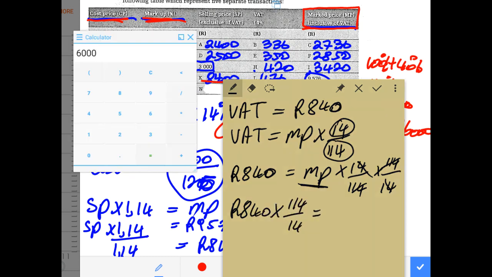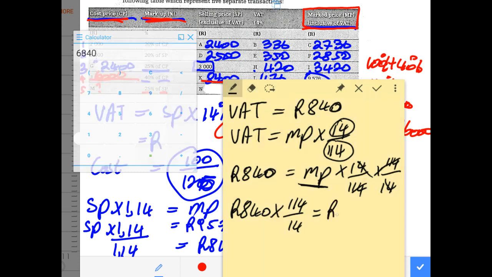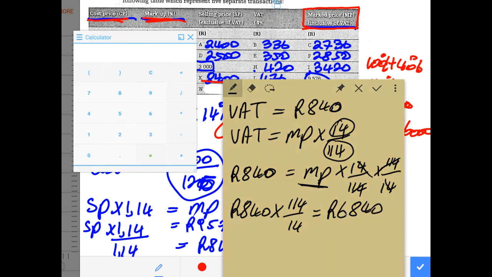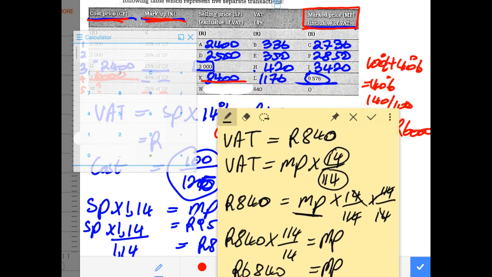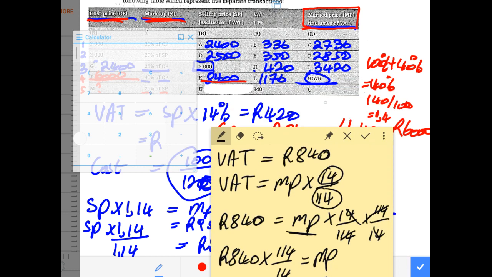That means we must say 840 times by 114 divided by 14. Let us check how much we get. This gives us an amount of 6,840. So now our marked price, MP, will be equal to 6,840. Our marked price is 6,840. But this is very, very complicated.